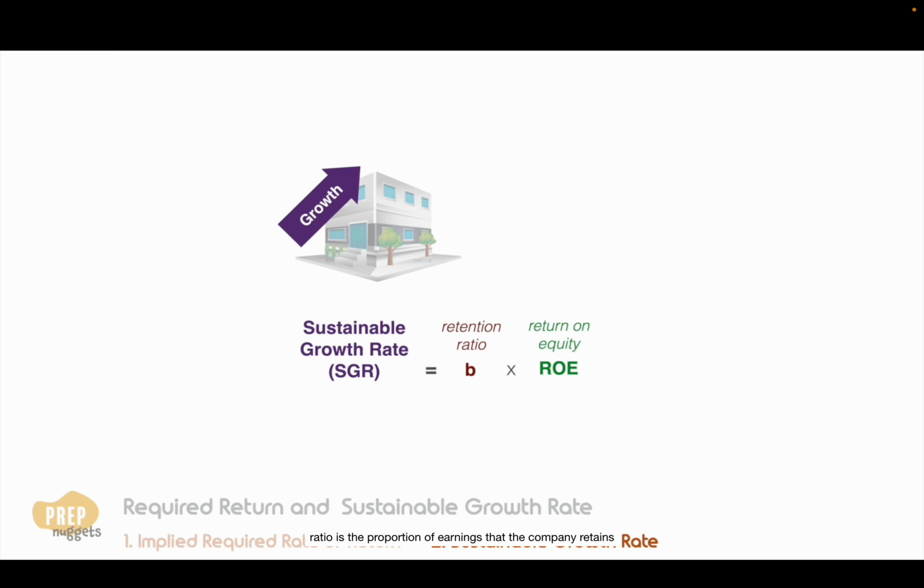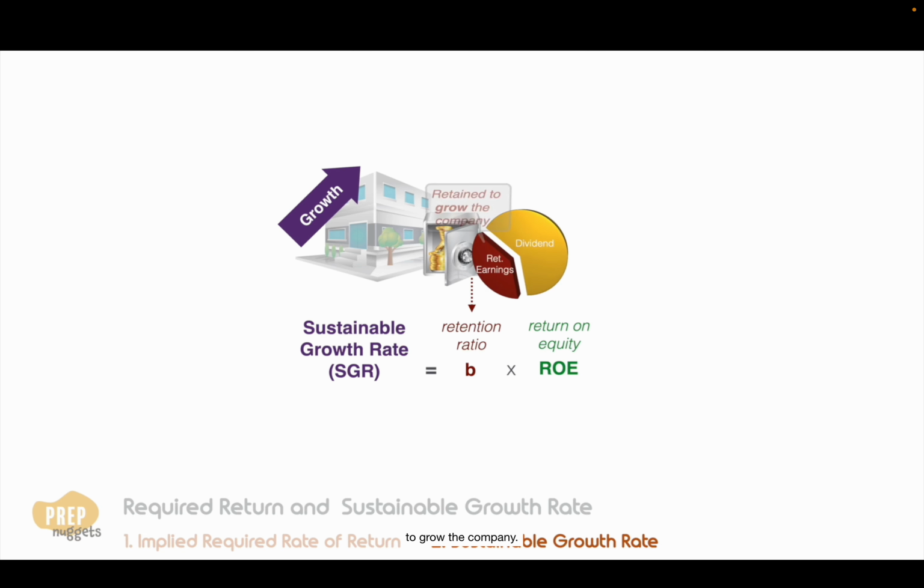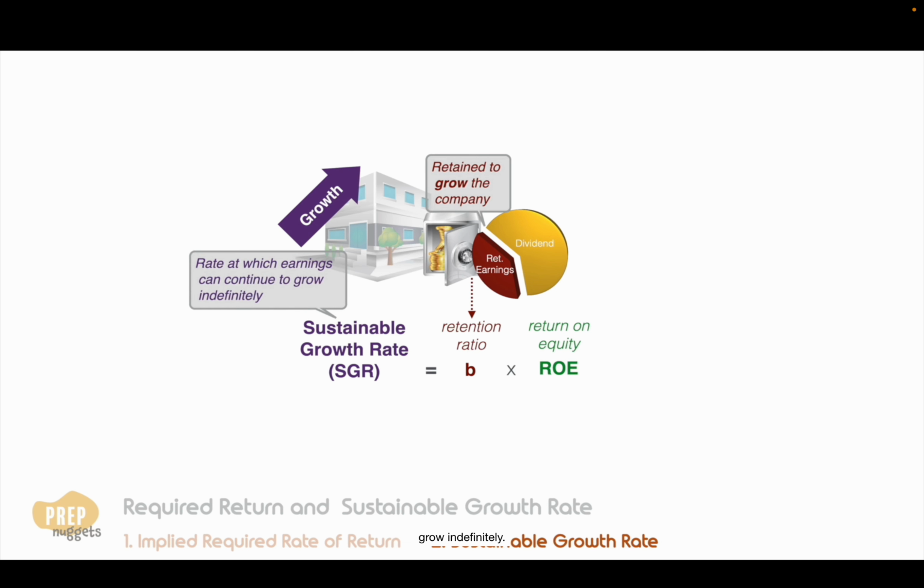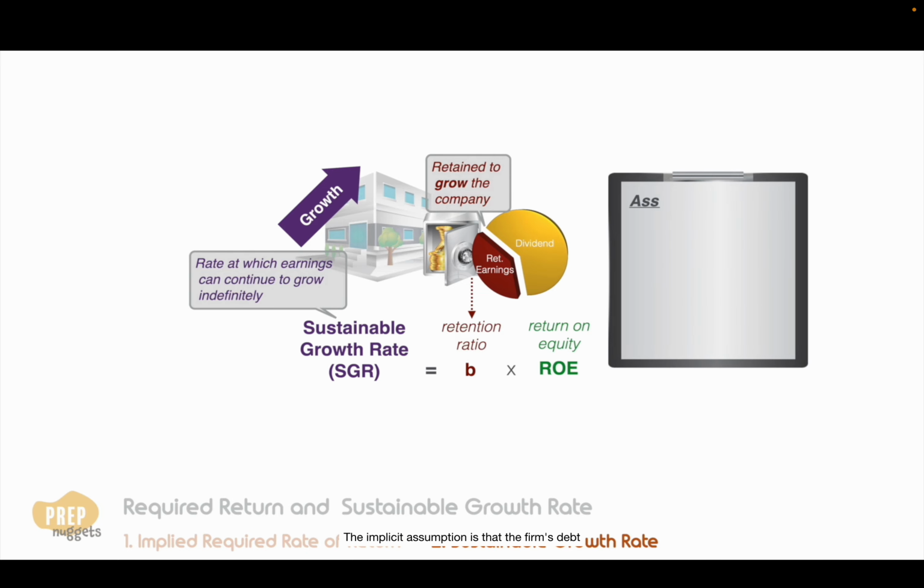The retention ratio is the proportion of earnings that the company retains to grow the company. So if we multiply that by the ROE, this gives us the rate at which earnings can continue to grow indefinitely. This fulfills the definition of growth rate under the Gordon growth model. The implicit assumption is that the firm's debt-to-equity ratio remains unchanged and that the firm does not issue new equity.